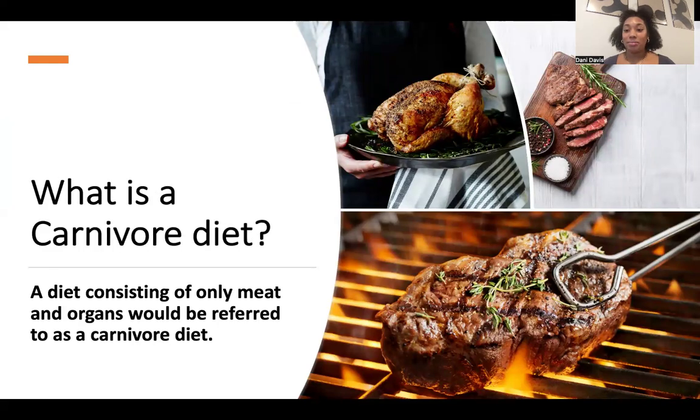And what is a carnivore diet? This has been a big topic lately, so we can just dive in a little bit to what it is. A diet consisting only of meat and organs would be referred to as a carnivore diet. So someone who is only consuming forms of meat, animal protein and organs in their diet. Somebody that would really only be having chicken, steak, pork, things like that. So only meats and organs in this diet.